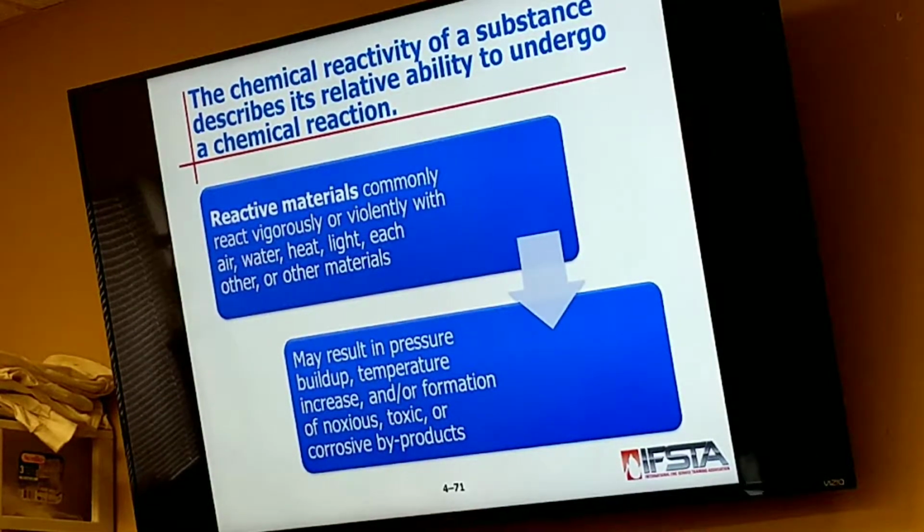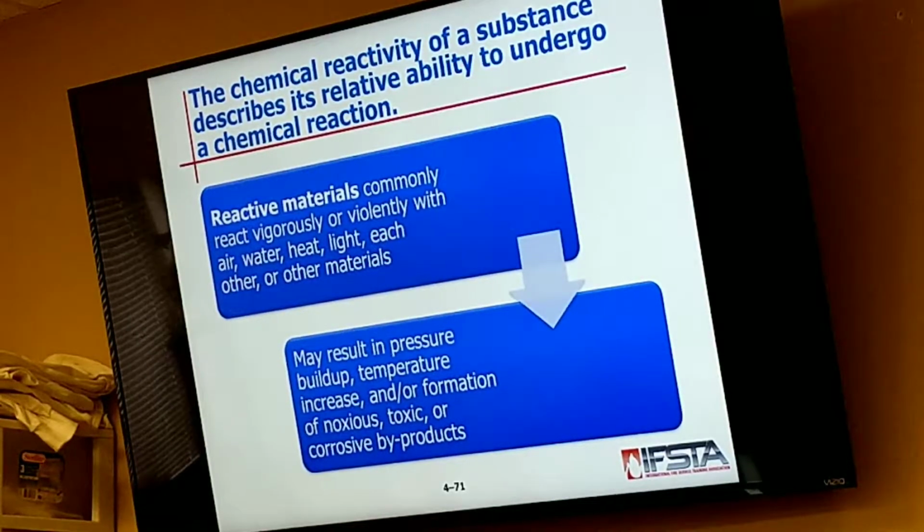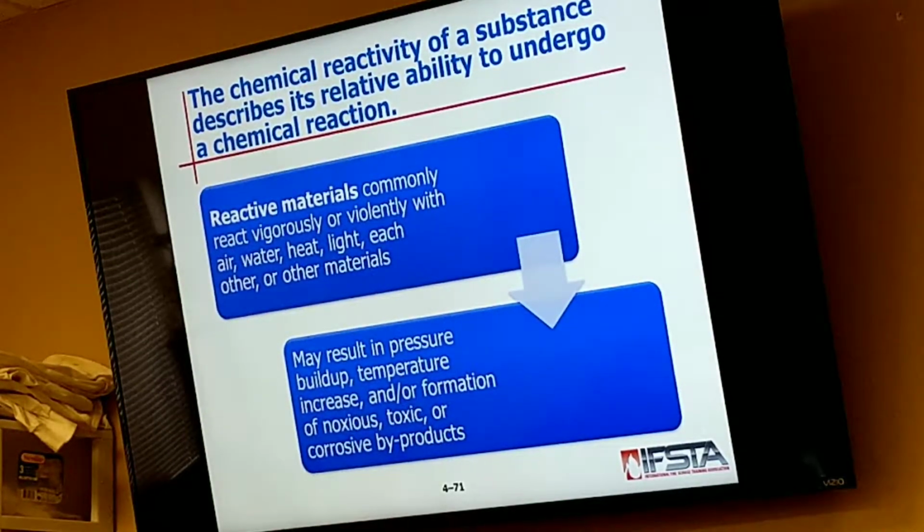Reactivity is a substance's relative ability to undergo a chemical reaction with itself or other materials. Sometimes when they react, we end up with a pressure buildup, temperature increase, or formation of toxic or corrosive byproducts. Some of the reactions can be vigorous, some can be violent, with air, water, heat, or light.